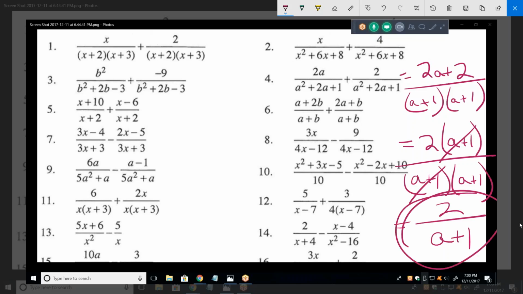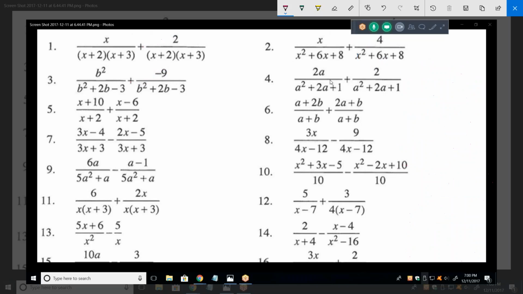In other words, we were able to cancel one of those, one of those. So far, all 4 problems, we've been able to cancel something from the numerator to the denominator. So you always want to factor. How about this one, number 5? What's the denominator going to be? X plus 2. What's the numerator going to be? Would it just be x plus 10 and then plus x minus 6? Okay, what does that give you?